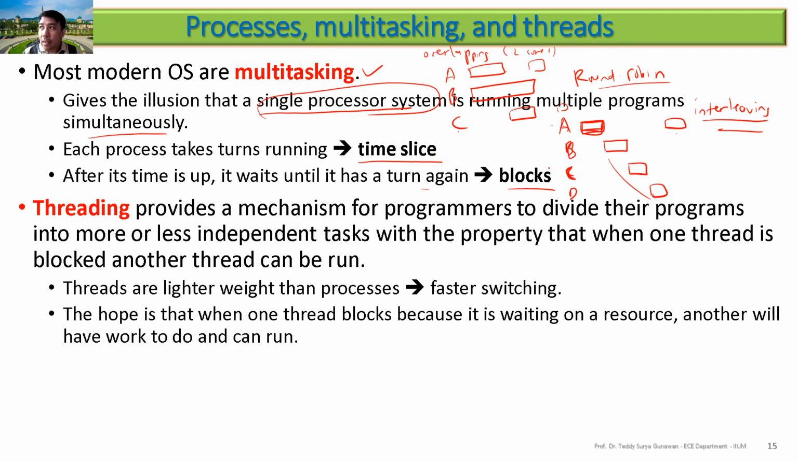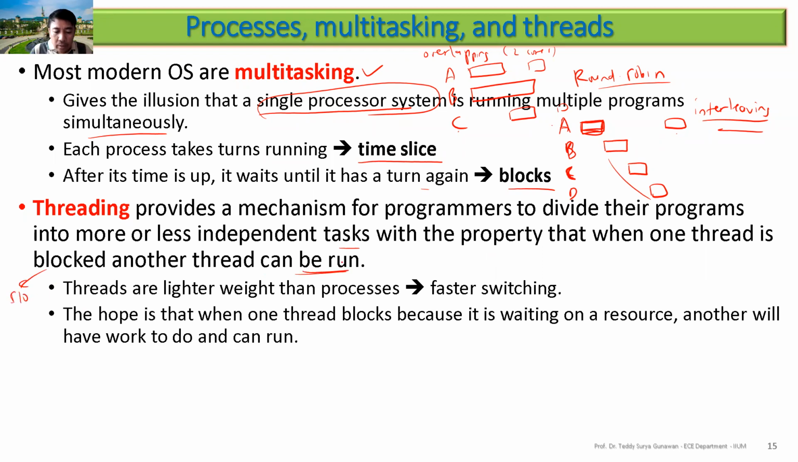Okay, so let's move on. The second one is threading. Threading provides a mechanism for programmers to divide their programs into more or less independent tasks with the property that when one thread is blocked, another thread can be run. Why is it blocked? It is doing an IO, then another thread can be run.